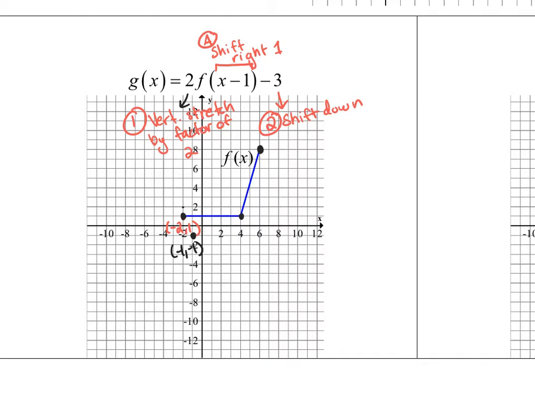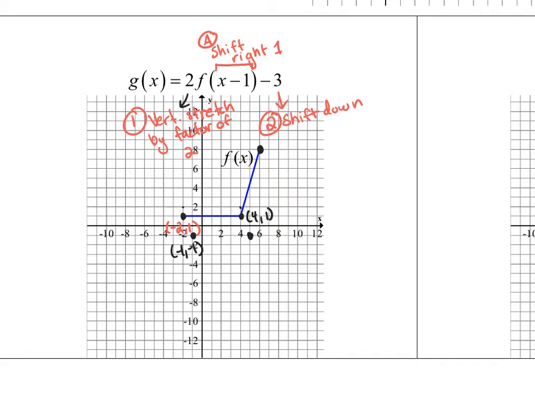Now I'm moving over to this point at (4, 1), and I'm going to stretch vertically by a factor of 2, which just means multiply the y value by 2. So it's now 2. Shift down 3, so count 1, 2, 3, and then shift right 1. Okay, so far my horizontal piece has stayed horizontal, and that should always be the case.